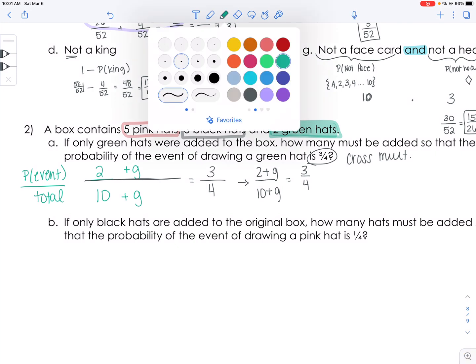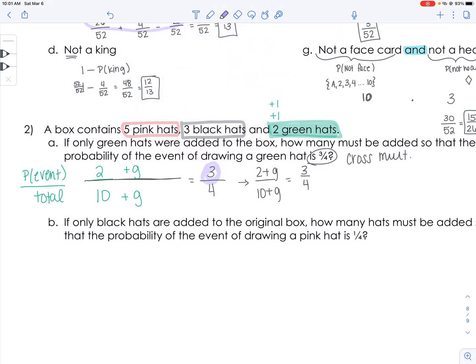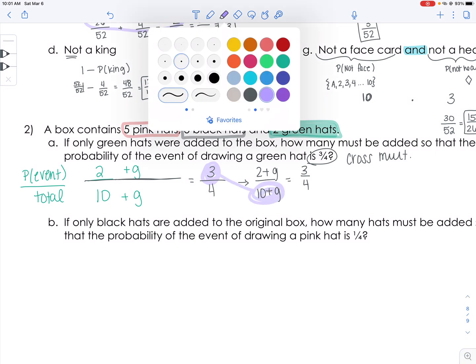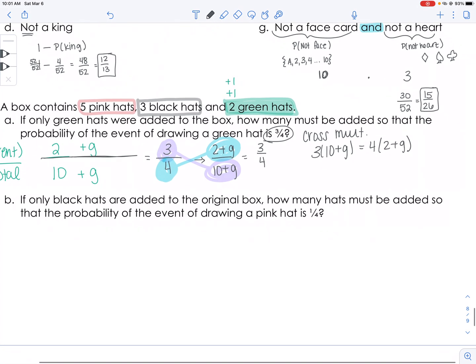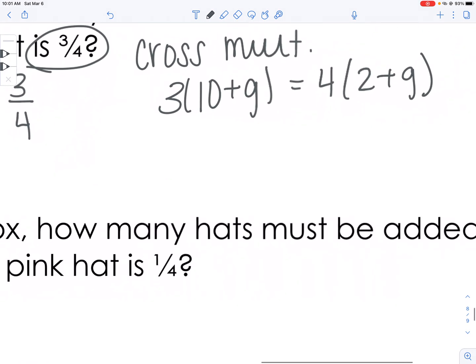I'm going to multiply the 3 by the bottom and the 4 by the top. So I'll have 3 times (10 plus G) equals 4 times (2 plus G). Okay, so cross multiply. I'm now going to distribute and get 30 plus 3G equals 8 plus 4G.